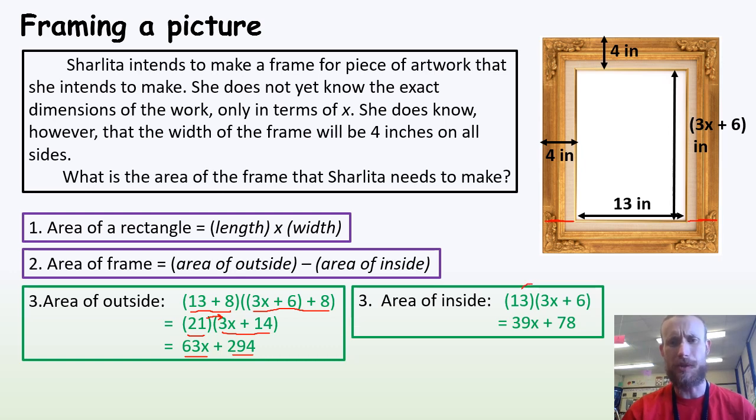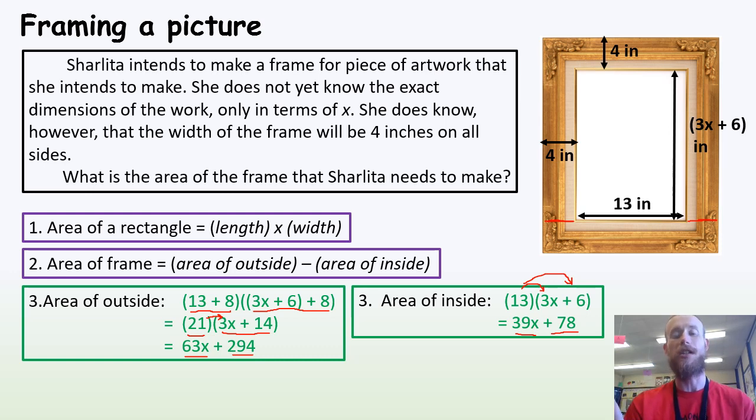Again, we're going to use the distributive property. Here we go, 13 times 3x. We already did that over there. 39x. 13 times 3 is 39x. 13 times 6, 78. Check my work. It'd be good to have a calculator when you're watching these videos. So we've got these two areas.